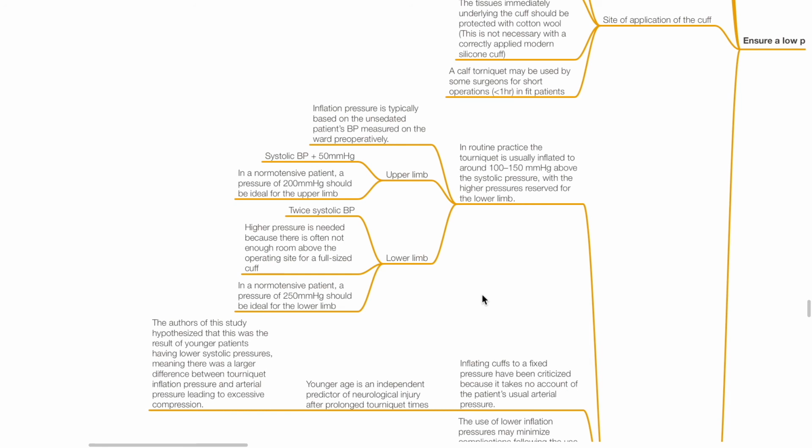For the lower limb, the inflation pressure is twice the systolic BP. Higher pressure is needed because there is often not enough room above the operating site for a fully sized cuff. In a normotensive patient, a pressure of 250 mmHg should be ideal for the lower limb.